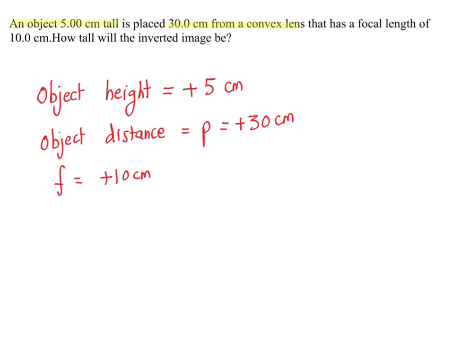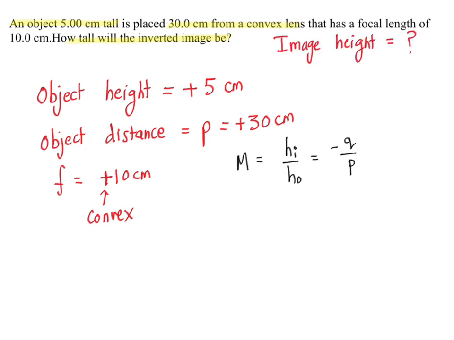An object 5 centimeter tall. Now tall means it's giving us the object height, and object height will always be positive, plus 5 centimeter. Placed 30 centimeter from the convex lens. So we have been given the object distance is 30 centimeter, which is P, and the focal length is 10 centimeter, which will be positive because it's a convex lens. How tall will the inverted image be?